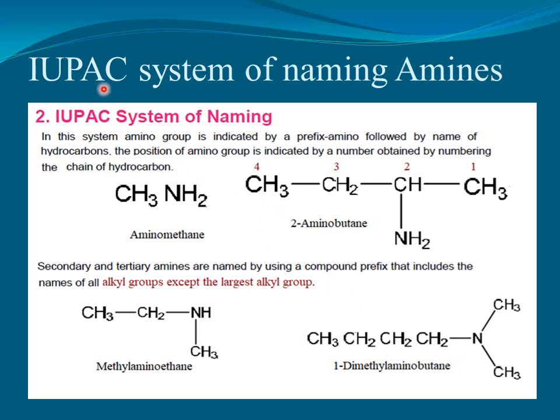Now students, in IUPAC system of naming, we are going to name the alkyl groups which are smaller, and after that amino, and then the longest chain. 1-dimethyl amino. Why have we written 1? Because this amino group is attached to carbon number 1 of the longest chain. So it is 1-dimethyl amino butane.